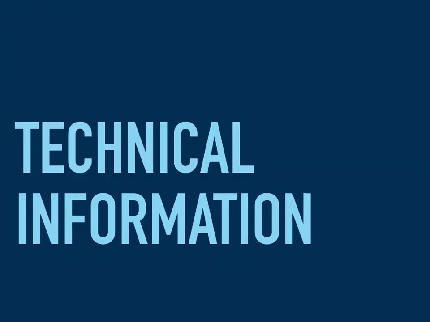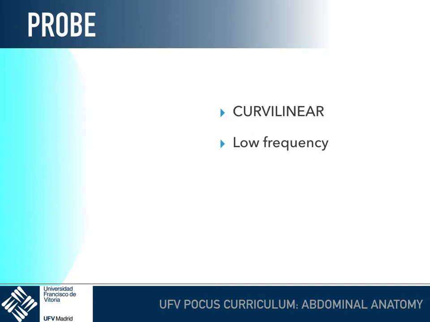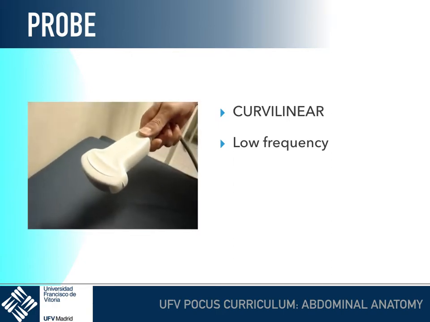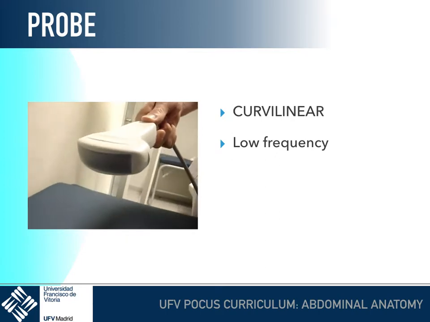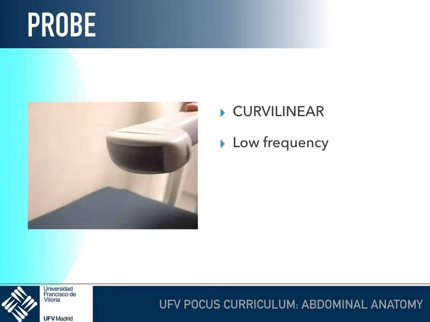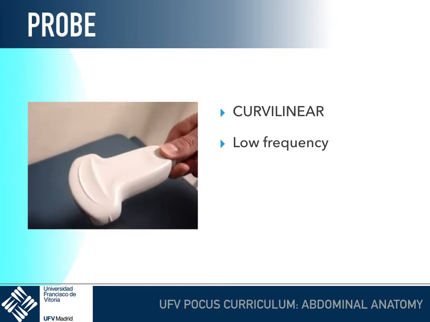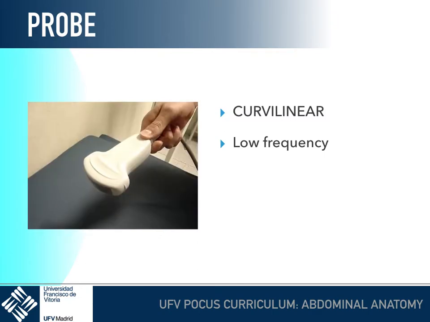First of all, we need to remember the technical information, exactly the same information we delivered in the last seminar. So remember the probe, which is specifically designed for evaluating the abdomen, which is the curvilinear. This is the real name of this probe, this low frequency probe for evaluating deeper structures with not so good resolution.